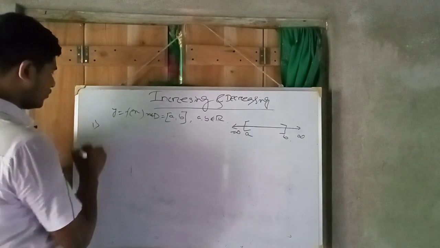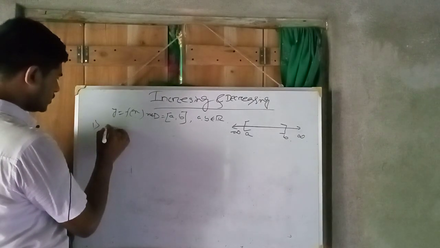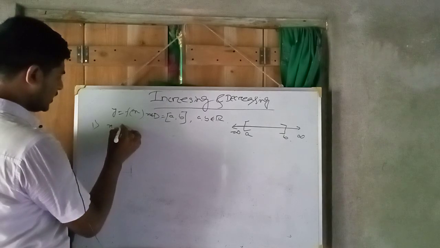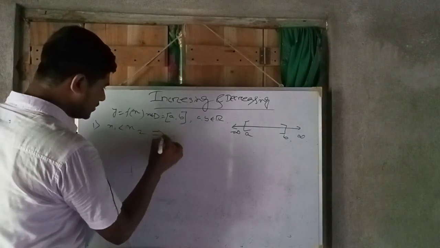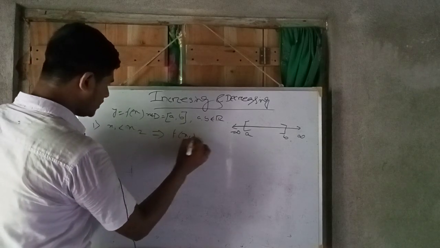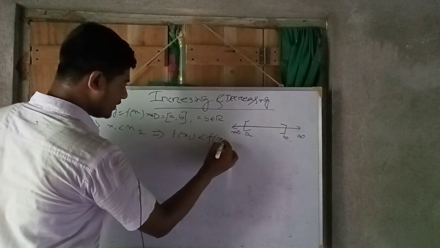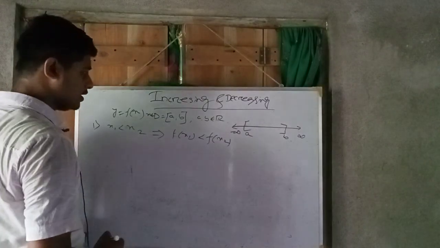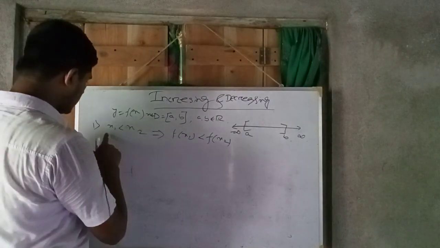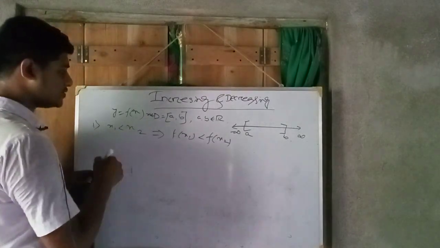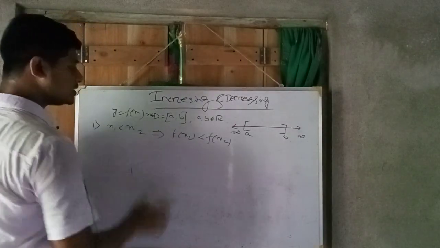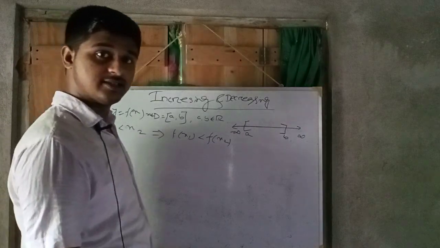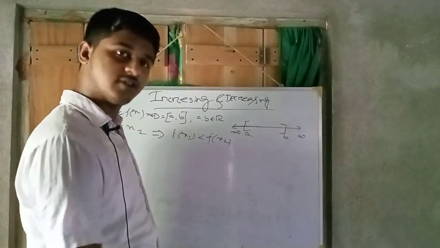Number 1: suppose x1 is less than x2. This implies f(x1) is less than f(x2). So when x1 less than x2 implies f(x1) less than f(x2), this condition represents the increasingness of the function y equals f(x).